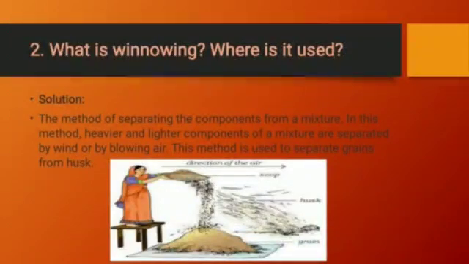The process used to separate heavier and lighter components of a mixture by wind or by blowing air is called winnowing, and usually this process is used by the farmers to separate husk particles from heavier seeds of grains. So the solution is, winnowing is a method of separating the components from a mixture, in which heavier and lighter components are separated by wind or by blowing air, and this method is used to separate grains from husk.